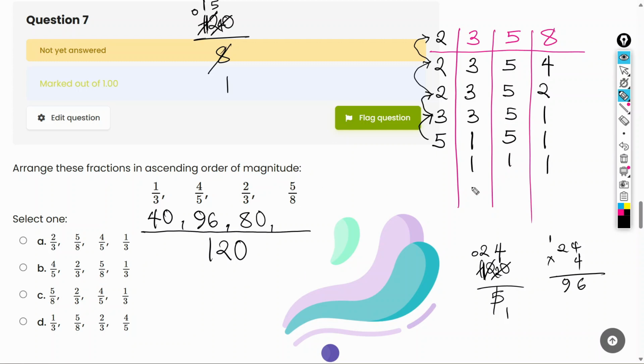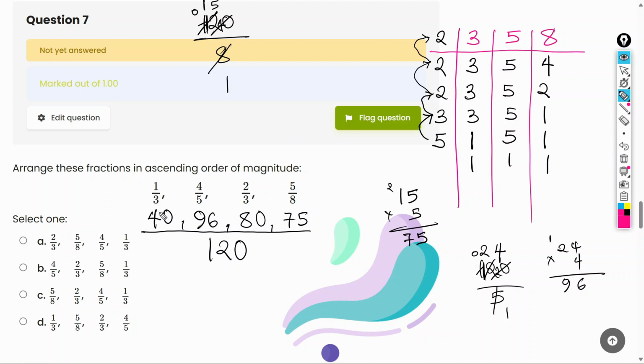And then we multiply 15 by 5. 15 times 5. 5 times 5 is 25. Carry 2. 5 times 1 is 5 plus 2. That's 7. So 75. So if we are going in ascending order, it means we start from the smallest.